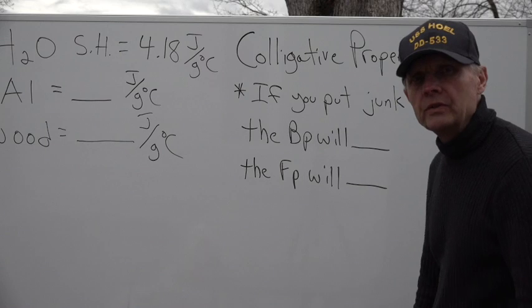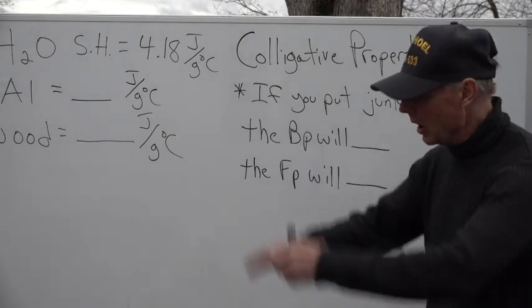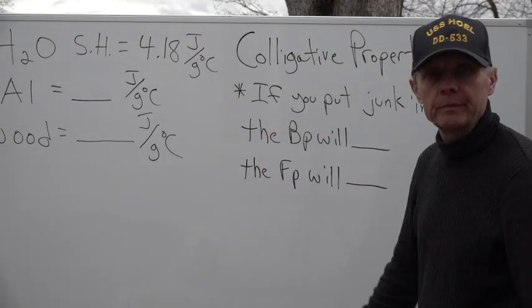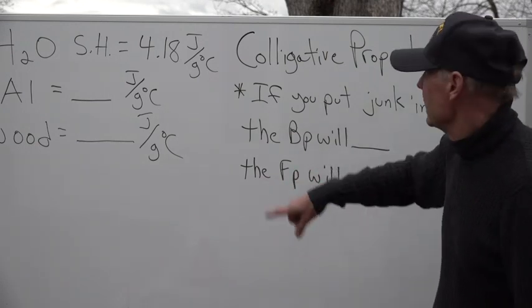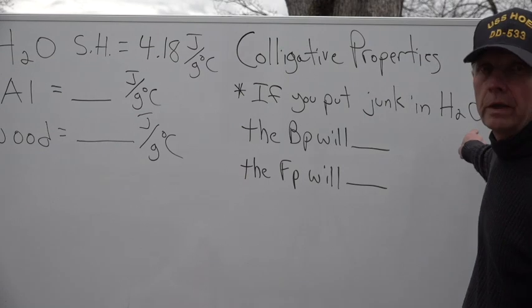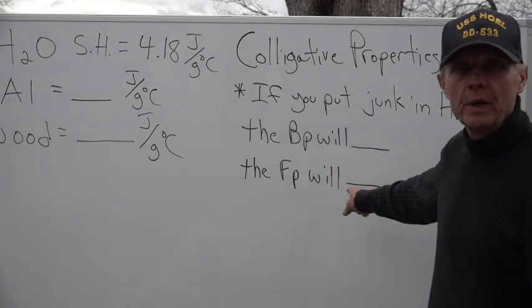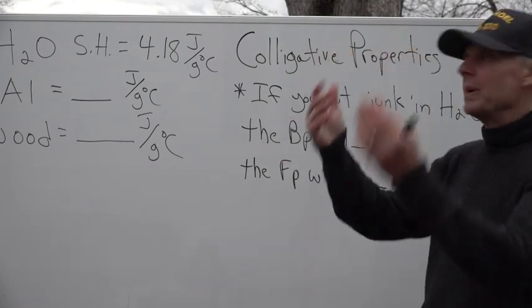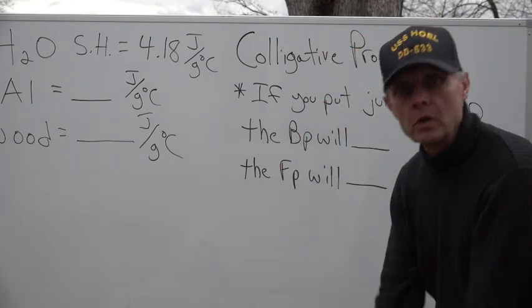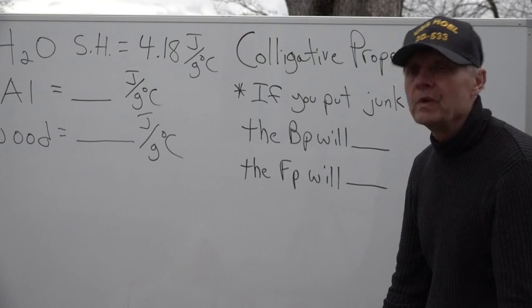Now we're going back to colligative properties, because all this blends together in making ice cream. Colligative properties, remember what I said? If you put junk in water, the boiling point will go up and the freezing point will go down. You know this, you don't even have to remember it. Everybody got that?